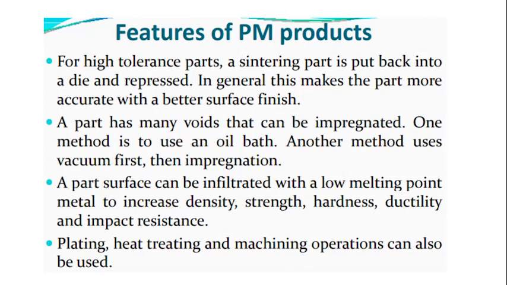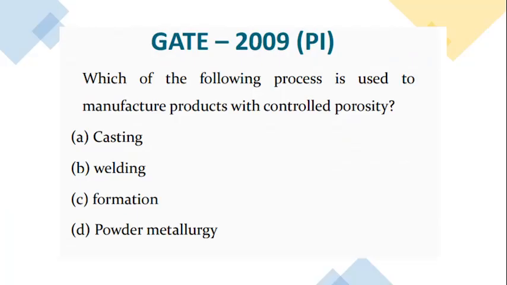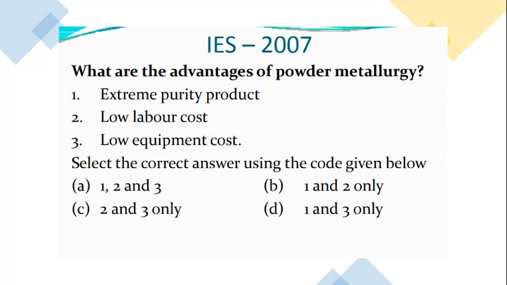And since you are pressing, it will give a better surface finish, and you will get good dimensional accuracy. These are some advantages, like good tolerances and surface finish. You can make complex shapes very quickly, and porosity can be controlled. There will be low waste, and automation of this process is very easy. There are so many advantages that you can read. Try to solve this question. Powder metallurgy. Right. Then try to solve this question.